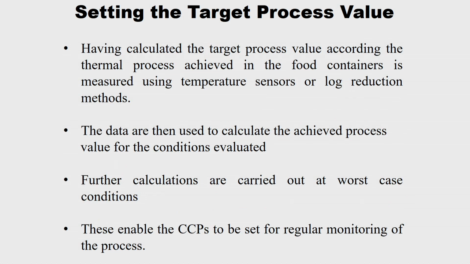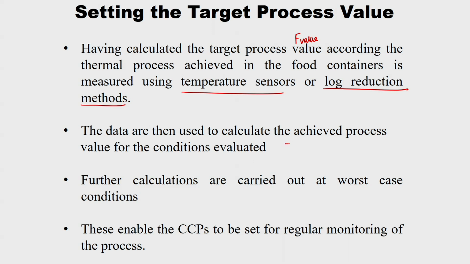And having calculated the target process value, which is nothing but the F value, the thermal process achieved in the food containers is measured using the temperature sensor or log reduction, right. So after the F value is established in the plant, then we can check whether that particular process value is achievable in the particular time measured for that thermal processing. We can do it either by temperature sensor or log reduction. The data are then used to calculate the achieved process value for the conditions evaluated.